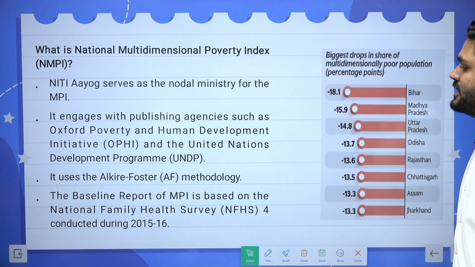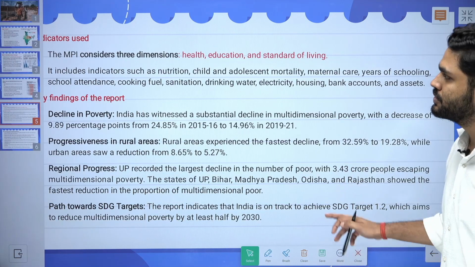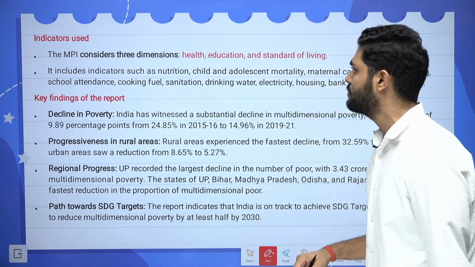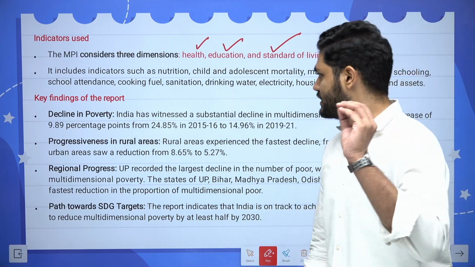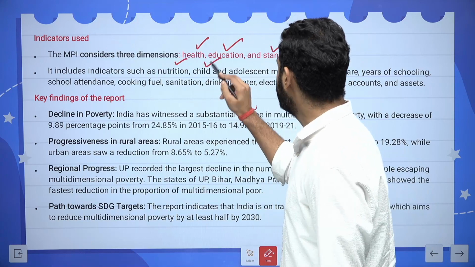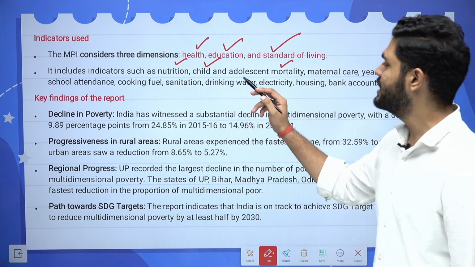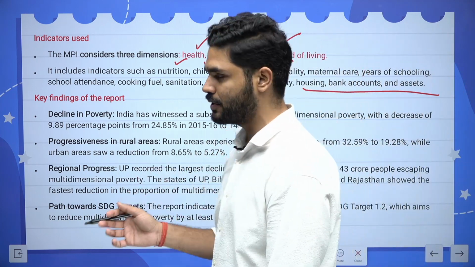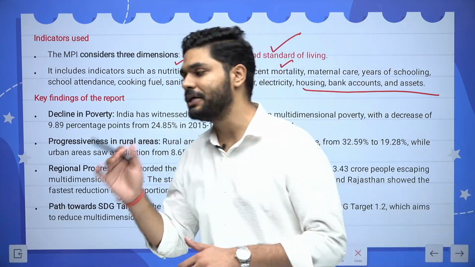So the baseline report of MPI is based on the National Family Health Survey. Now, what are the indicators which are being used for this? As I told you, three things have been used, just like the Human Development Report: health, education, and standard of living. It includes indicators such as nutrition, child and adolescent mortality, maternal care, years of schooling, school attendance, cooking oil, sanitation, drinking water, electricity, housing, bank accounts, and the assets related to the people. Okay. So this is the basic definition of the multidimensional poverty index.